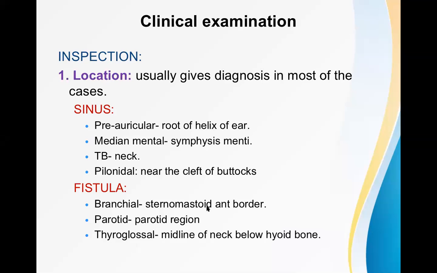Sir, by the accessory nerve, sir. Sir, by the C2, C3, sir. Very good. Accessory, just say accessory nerve. Excellent answer. Accessory nerve. This is the 11th cranial nerve that supplies the sternocleidomastoid muscle.